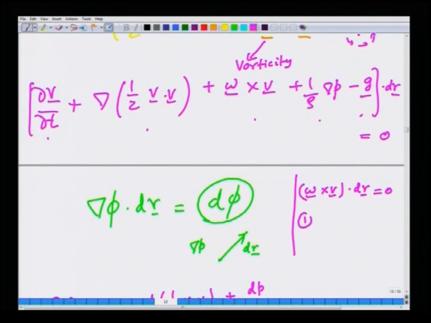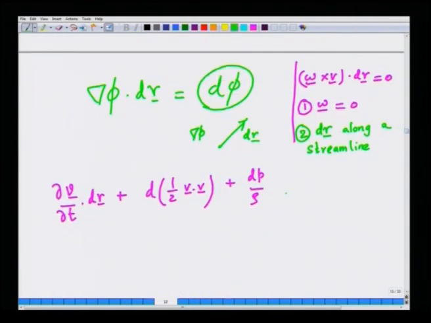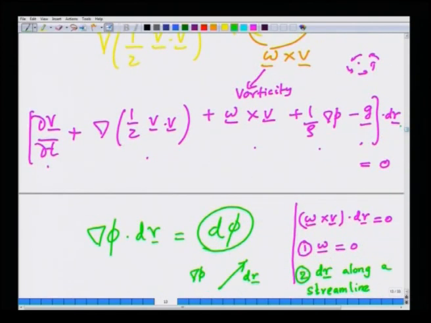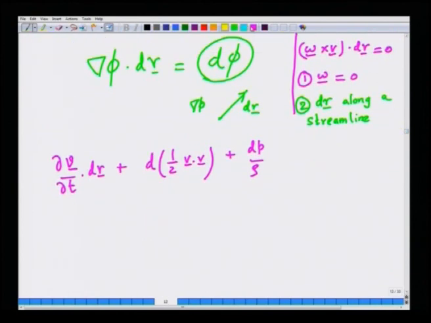I pointed out in the last lecture that this can happen if either omega itself is 0, that is the flow is irrotational, or the flow is along a streamline, that is, if you consider dr along a streamline, if you are marching along a streamline, then that is true. So, under these circumstances, this term is identically not there. We are left with just dp by rho plus g dot dr is 0.